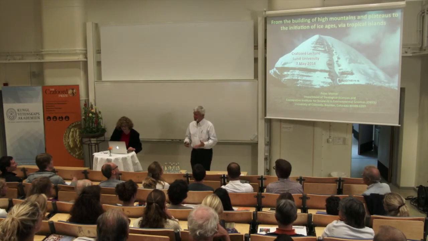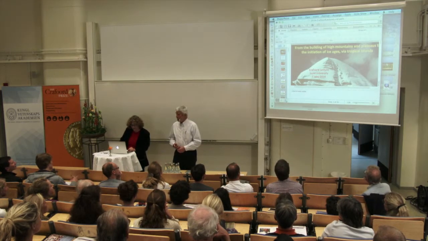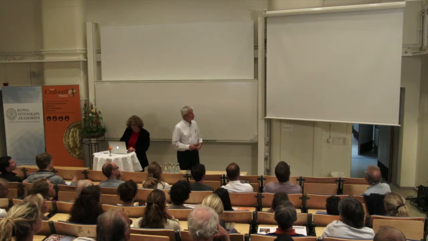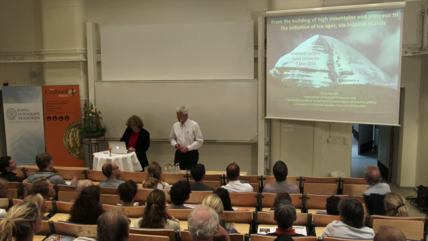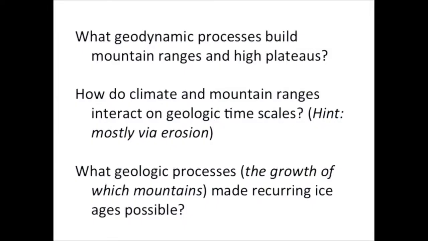While Gia does that, I'm going to ask three questions. One, the simple one: how do we make mountain ranges? Then I'm going to ask how do climate and mountains interact with one another? What geodynamic processes build mountain ranges and high plateaus? How do climate and mountain ranges interact on geologic timescales? We're not talking of modern timescales. And then what geologic processes and growth of which mountains made recurring ice ages possible?